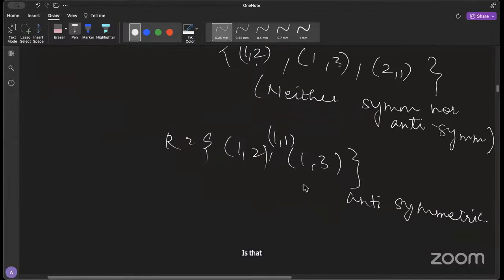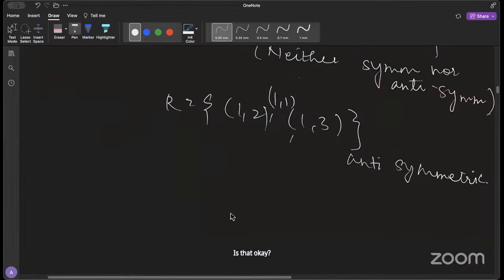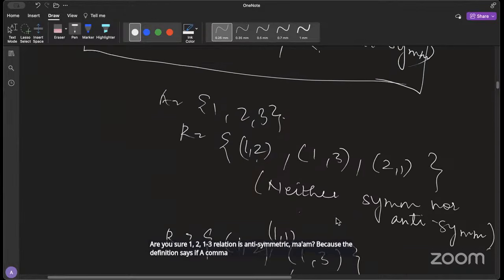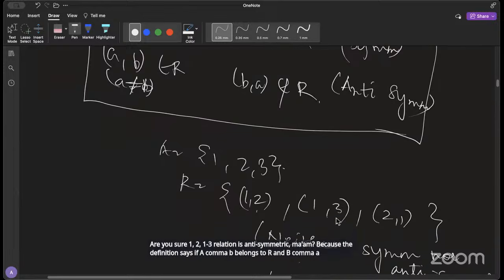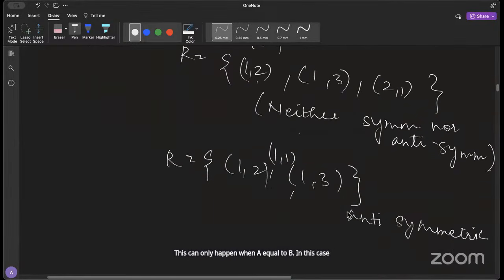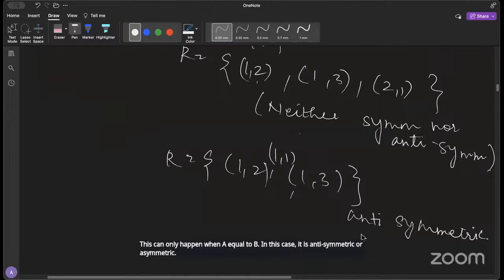Is that okay? Are you sure this relation is anti-symmetric, ma'am? Because the definition says if (a, b) belongs to R and (b, a) also belongs to R, this can only happen when a equals b. In this case, is it anti-symmetric or asymmetric? It's anti-symmetric, right?